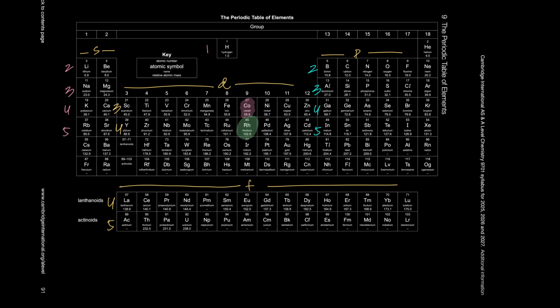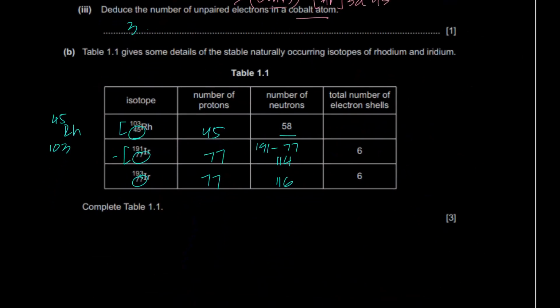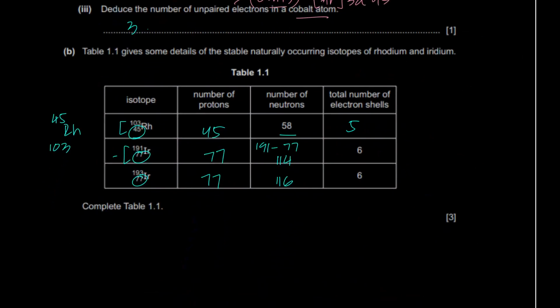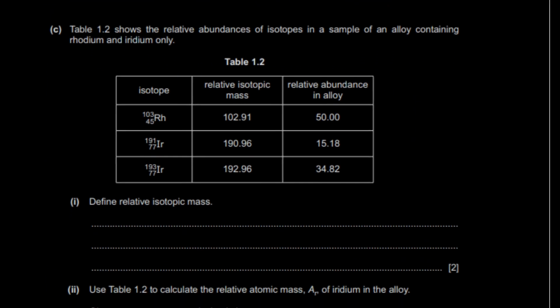The horizontal rows are periods and it tells us the number of shells. So if this is period 1, aka row 1, that's going to tell you that they will have 1 shell. This period would have 2 shells, this would have 3 shells, this would have 4 shells, and the period in which rhodium is in has 5 shells. So rhodium has 5 shells. Easy. Next, 5 electron shells. Moving on.